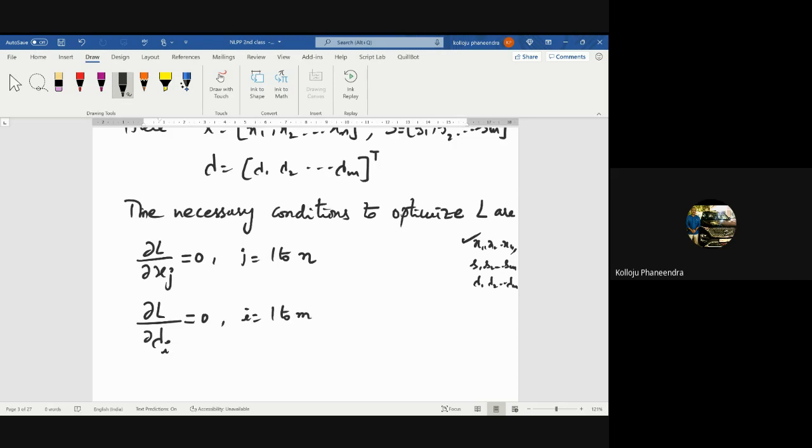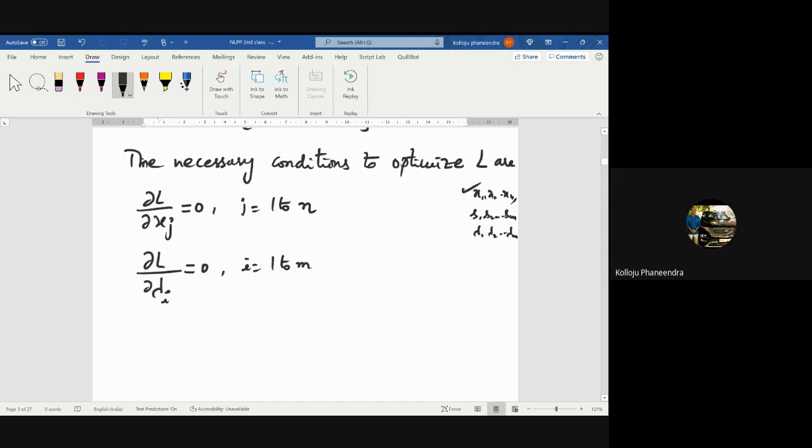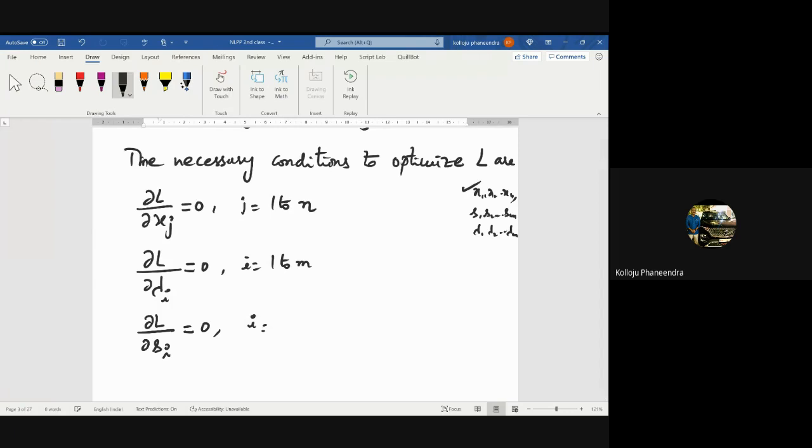Partial derivative of L with respect to lambda i equal to 0. And another one is with respect to si. Slack variables are also unknown, i equal to 1 to m. So dou L by dou si equal to 0. Now, these are the necessary conditions. Necessary conditions to optimize L are these three. What are the necessary conditions? Always to get maximum or minimum, Lagrange's function partial derivatives with respect to unknowns equal to 0. Unknowns are xj's, lambda i, and si.